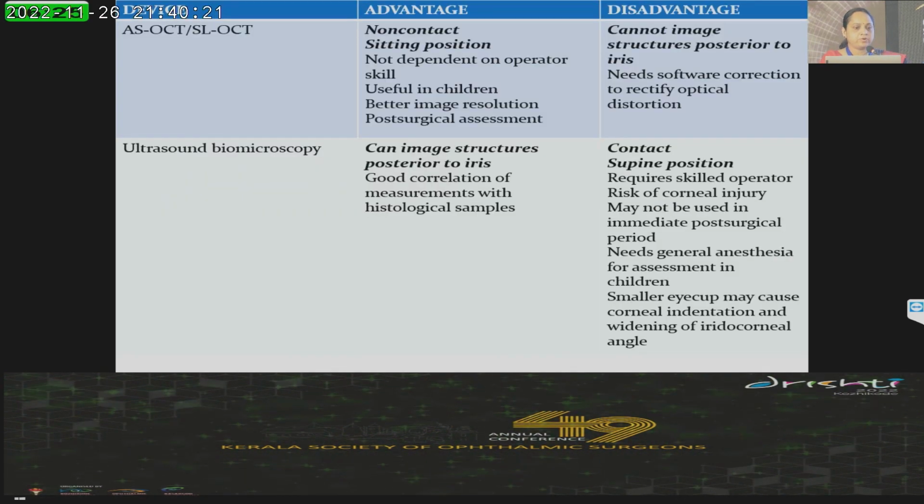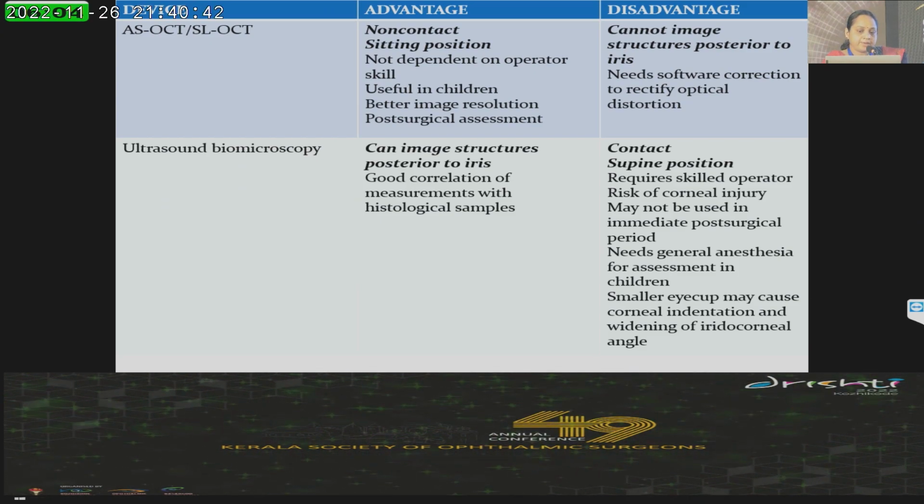The advantages of OCT are, it's a non-contact method. Patient should be in the sitting position. It is not dependent on the operator's skill. It is useful in children. It has better image resolution, and it can be used for post-surgical assessment. But the main disadvantage is it cannot image structures posterior to the iris.